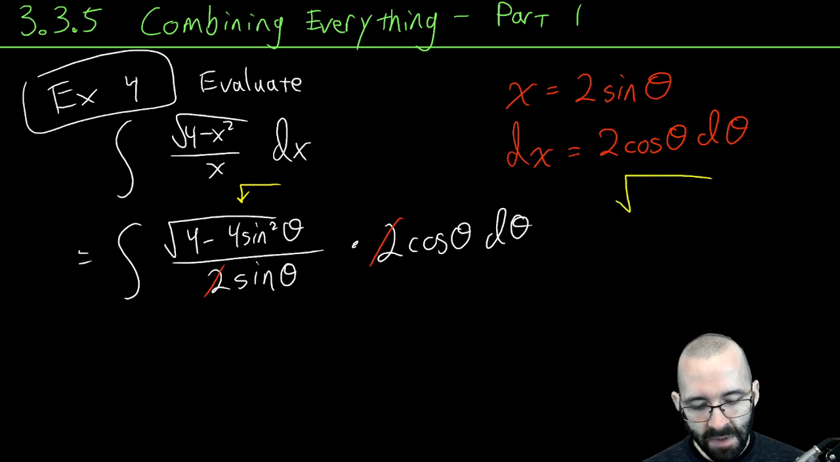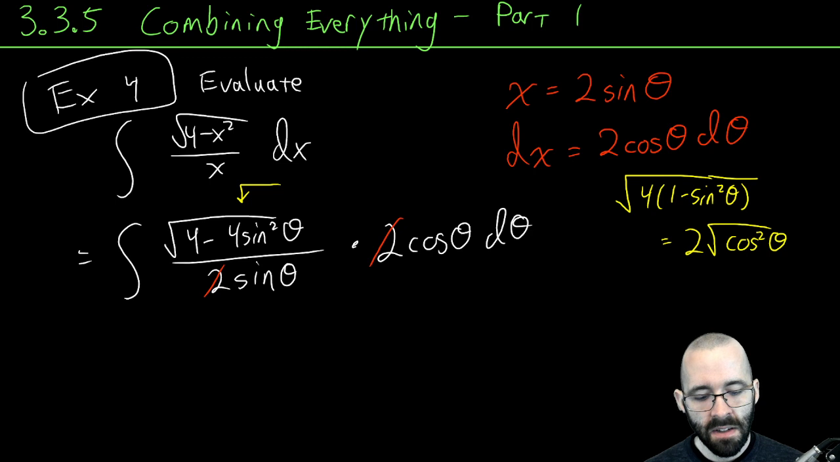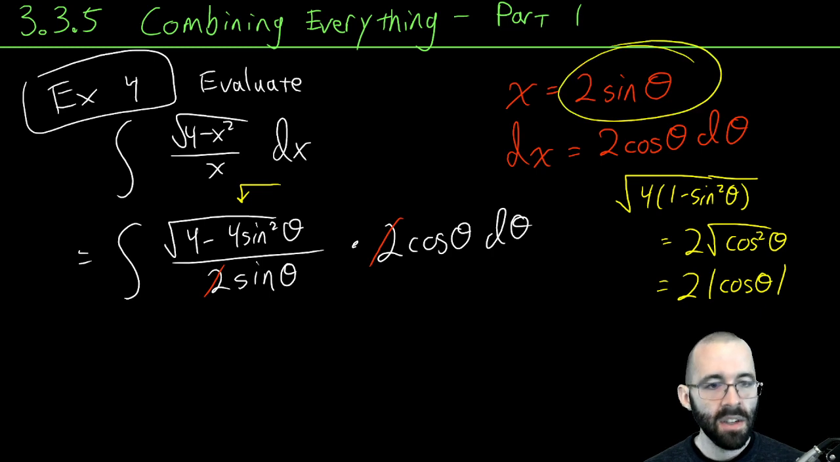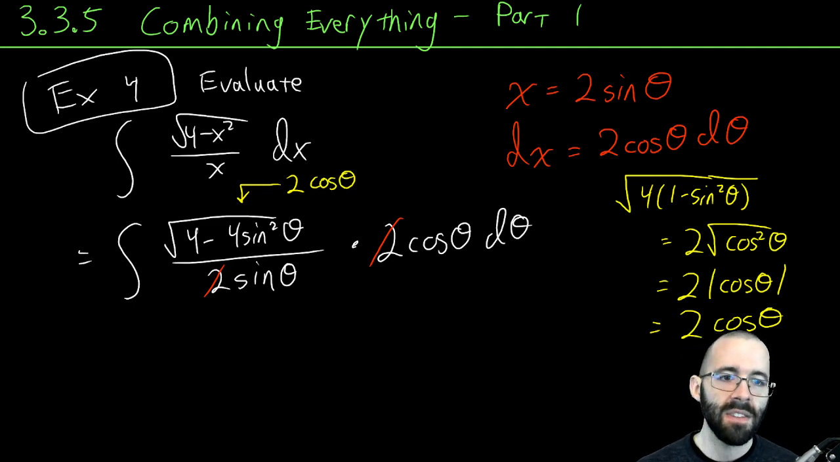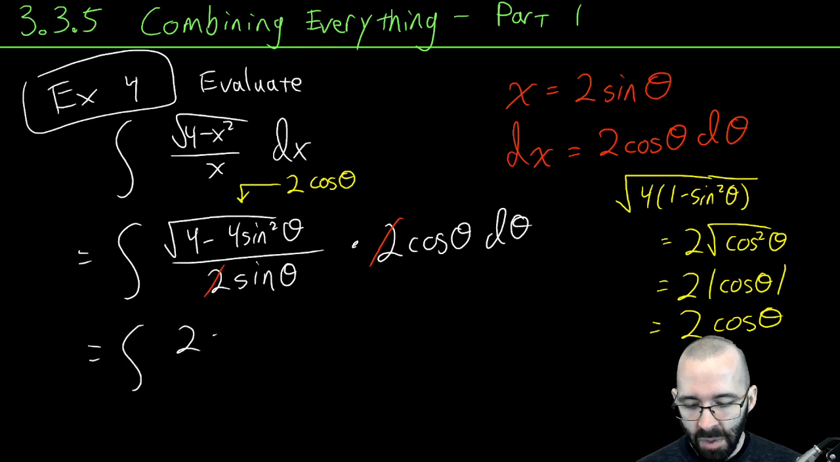I'm going to go off to the side and evaluate this. This is the square root of 4 times 1 minus sine squared of theta. That's 2 times the square root of cosine squared of theta. That's 2 times the absolute value of cosine of theta. And again, we know theta is from negative pi over 2 to pi over 2. So in that domain, it's 2 cosine of theta. So the whole square root is just 2 cosine of theta. If you do that off to the side and are neat and clean with your work, that can be a good strategy. We're left with 2 cosine of theta over sine of theta times another cosine of theta in the top. We'll write that as cosine squared.